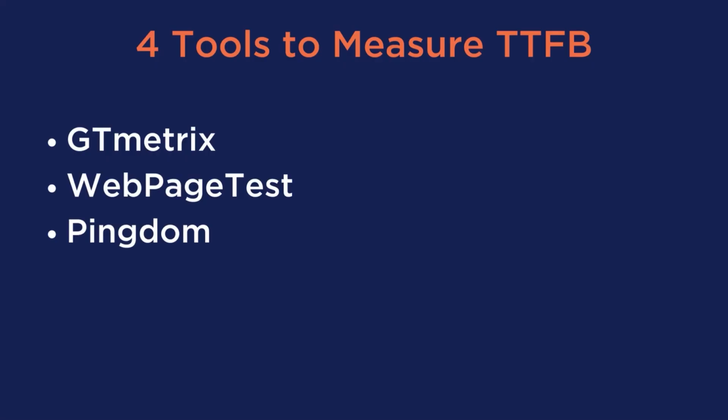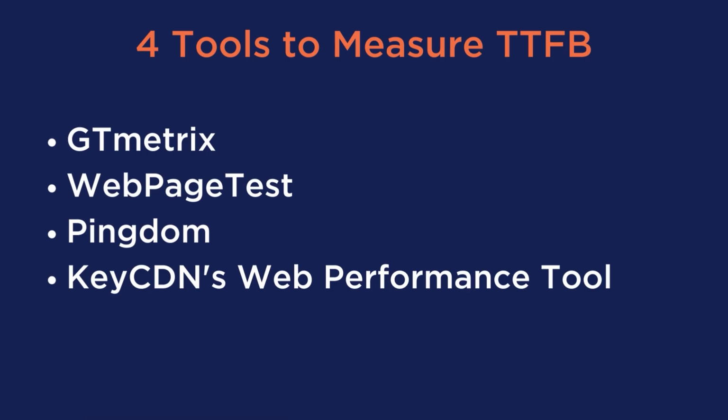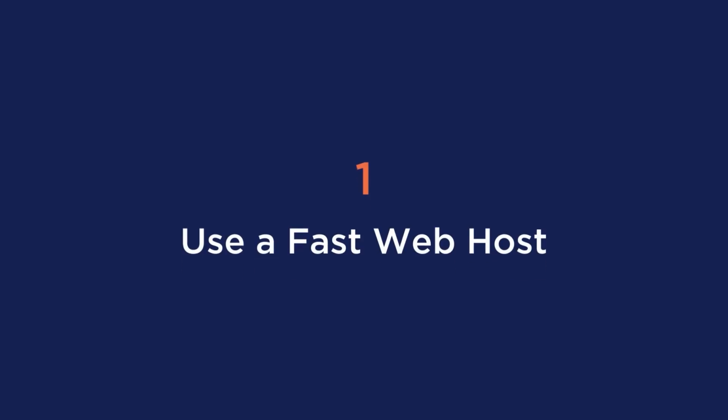Now, before we get into the 9 ways we're going to show you to reduce the TTFB, let's talk about how you can properly measure it. 4 tools that we recommend for you to measure your TTFB are as follows: GTmetrix, WebPageTest, Pingdom, and KeyCDN's web performance tool. And then once you know your score, we can start improving it by using these 9 tips. Number 1, use a fast web host.